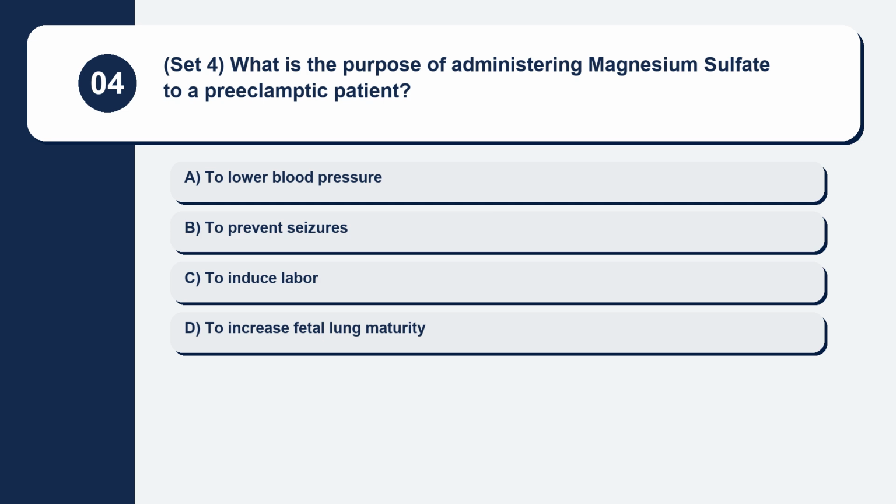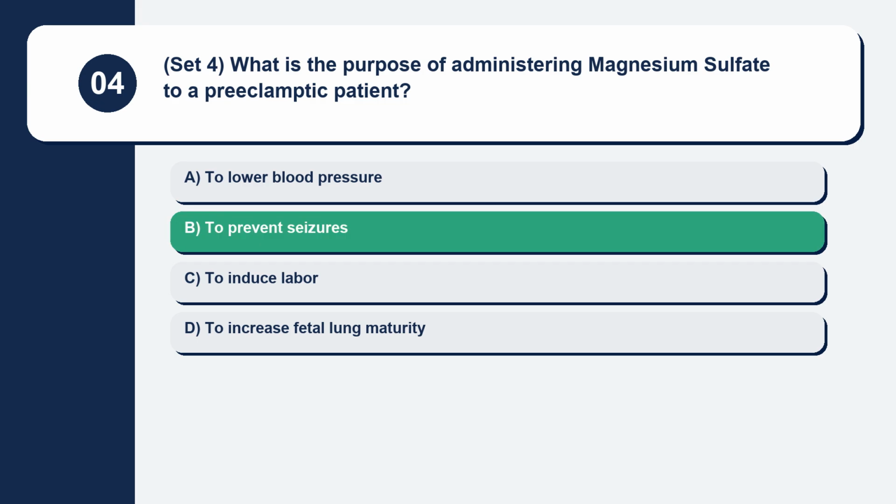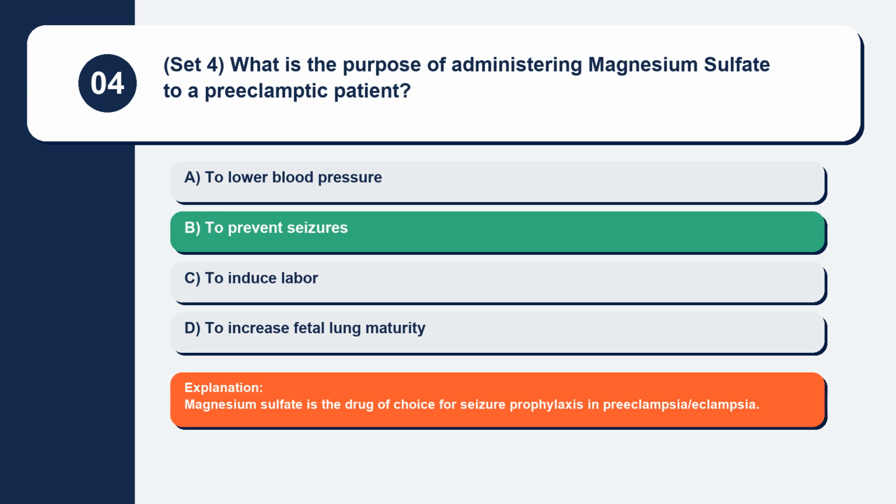Question 4. Set 4. What is the purpose of administering magnesium sulfate to a preeclamptic patient? To lower blood pressure, to prevent seizures, to induce labor, to increase fetal lung maturity. Magnesium sulfate is the drug of choice for seizure prophylaxis in preeclampsia/eclampsia.